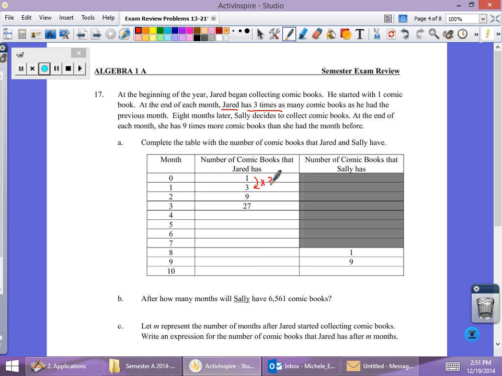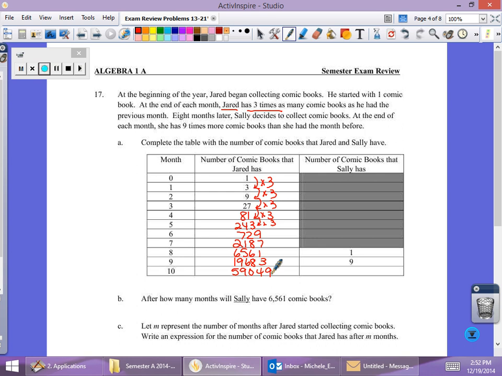Every single time, we would be multiplying by 3. So if I continue that pattern, 27 times 3 is 81, times 3 again would be 243, times 3 again, 729, times 3 again, 2187, times 3 again, 6561, times 3 again, 19683, and finally times 3 again, 59049. That's a lot of comic books.